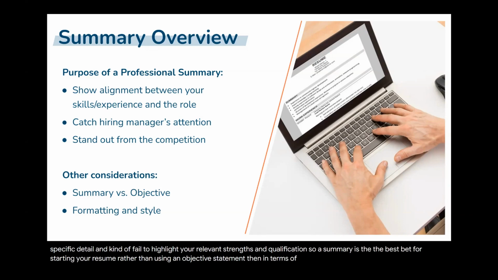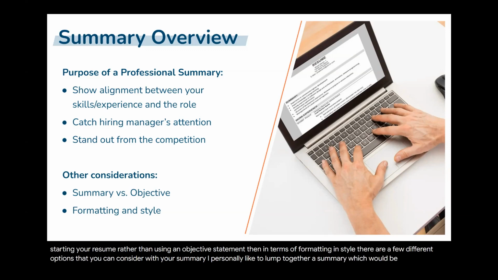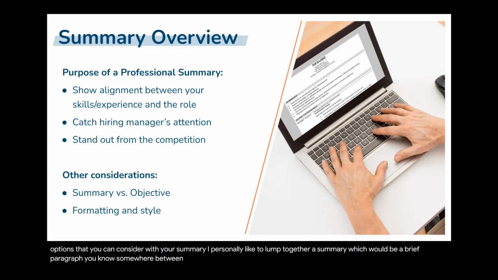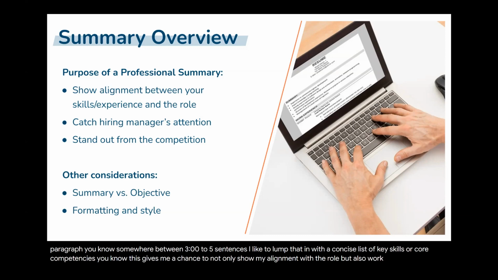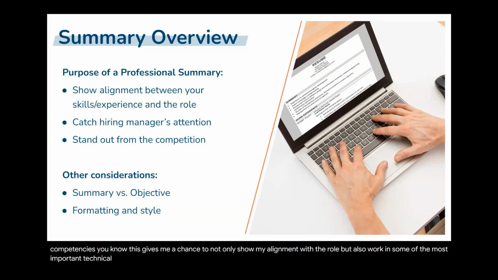Then in terms of formatting and style, there are a few different options that you can consider with your summary. I personally like to lump together a summary, which would be a brief paragraph, somewhere between 3 to 5 sentences, with a concise list of key skills or core competencies. This gives me a chance to not only show my alignment with the role, but also work in some of the most important technical or transferable skills that were mentioned in the job description. And I'll give you an example of this type of format towards the end of this webinar.